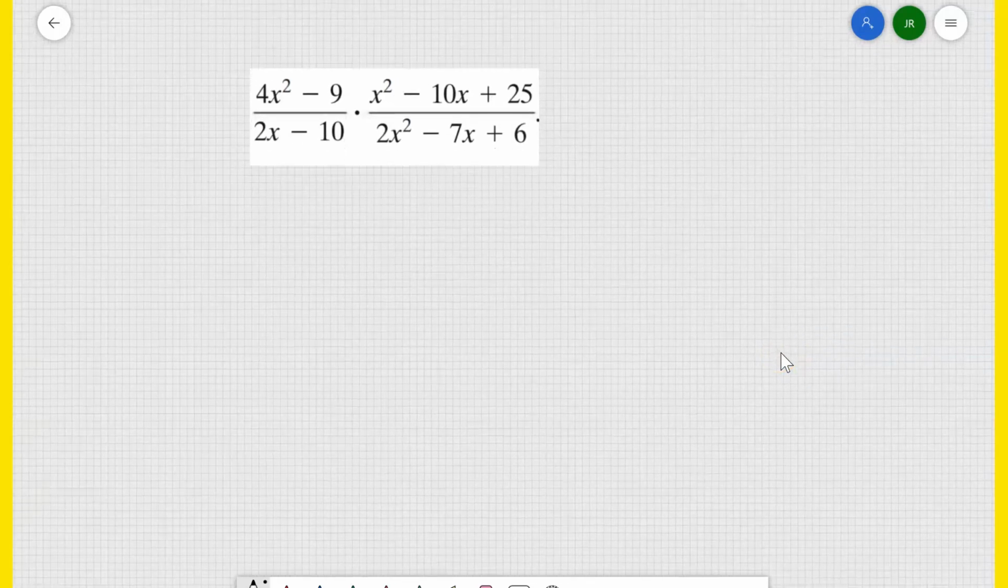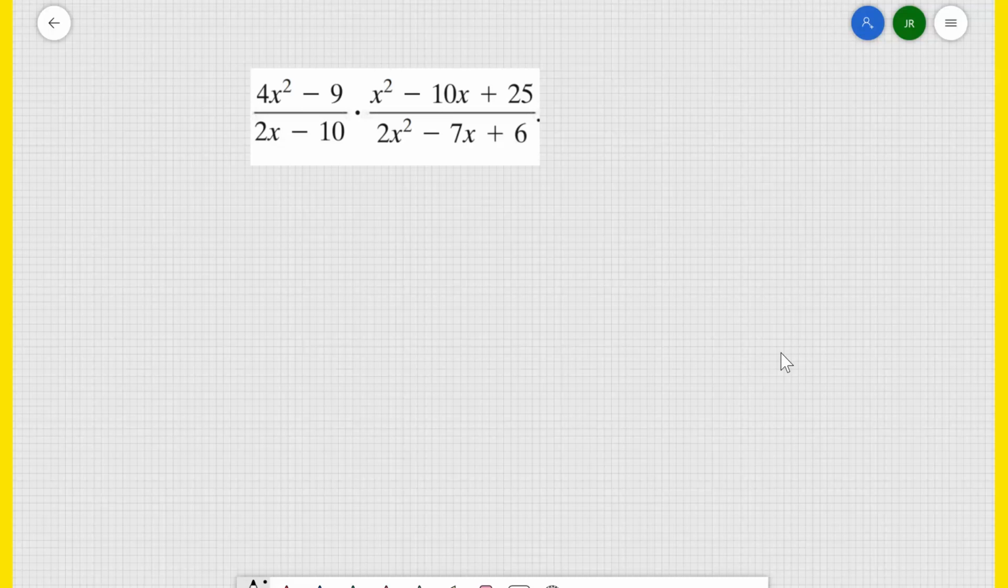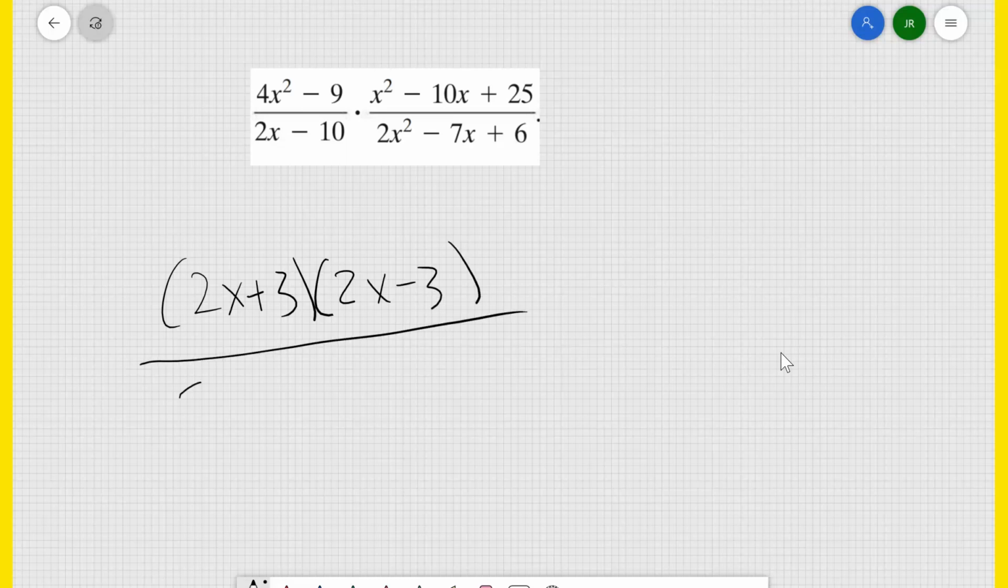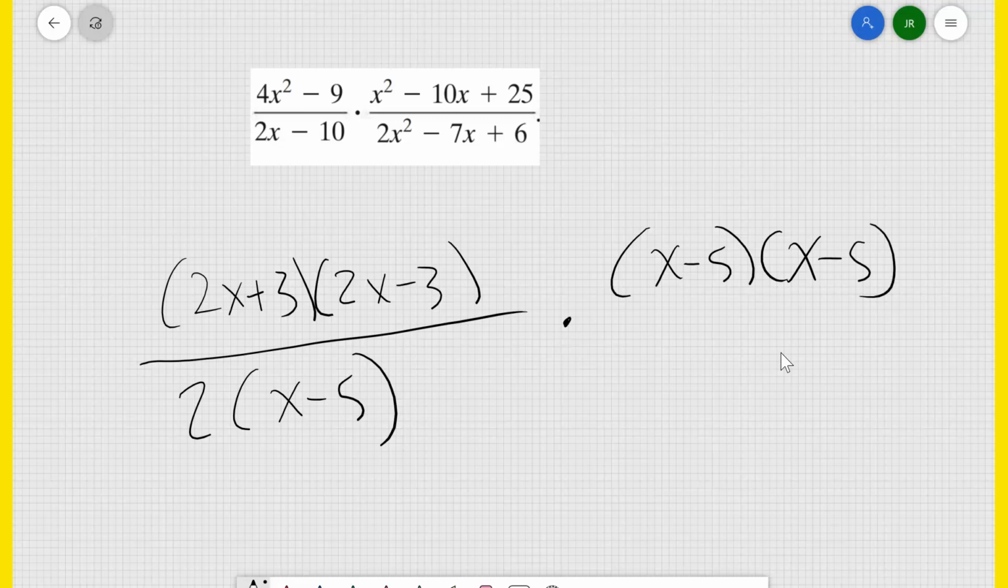Okay, factor the top left and bottom left and top right and bottom right. How does it factor? The top left factors as a difference of squares, 2x plus 3 and 2x minus 3. The bottom left, I factor out a GCF, which is 2, and it leaves me with x minus 5. The top right factors as x minus 5 and x minus 5.